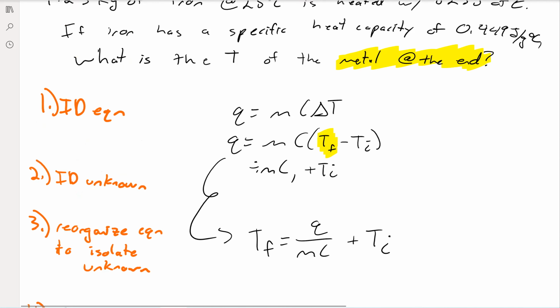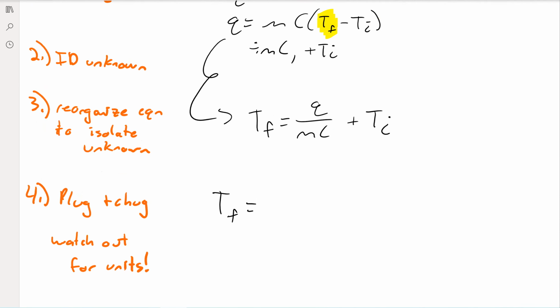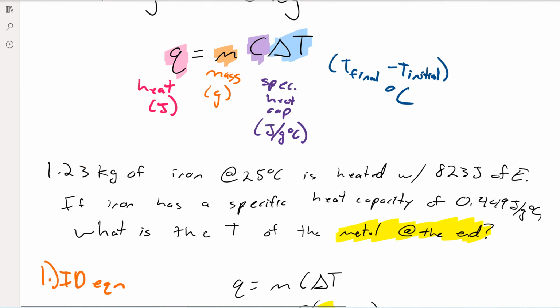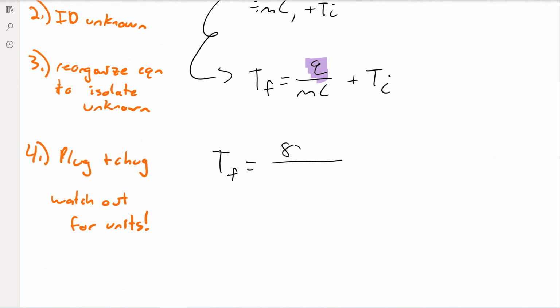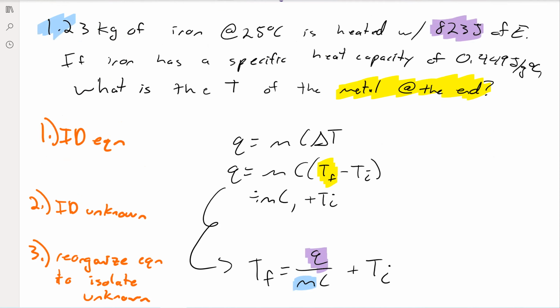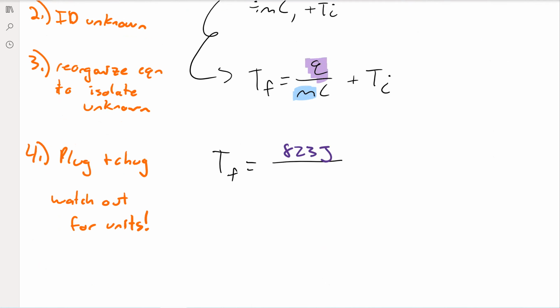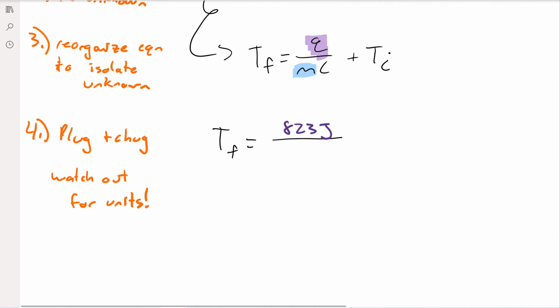So for example, let's go up to the question. We see that first we want Q. So Q is the amount of heat, so it's 823 joules. Next up, we've got the mass of the metal, which we have as 1.23 kilograms. However, we know that mass is generally given in grams, and our specific heat here will be in grams. So we need to convert those kilograms into grams.